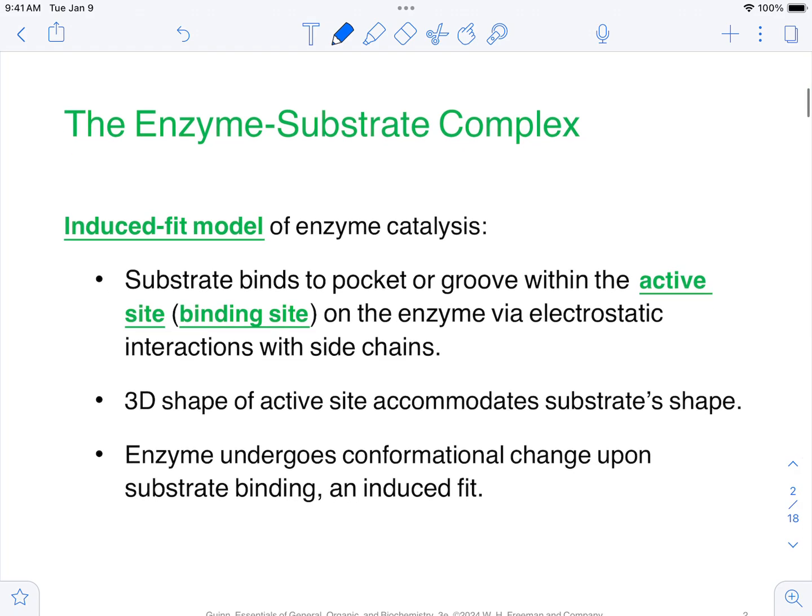So this 3D shape of the active site accommodates the shape of the substrate. And the next slide here will show you what I mean. The enzyme then undergoes conformational change upon binding to the substrate, which is called an induced fit. And then after the reaction, the product is released, and then the enzyme begins the entire process again. It doesn't just go away, it's not changed at all, it's ready to do the same thing.